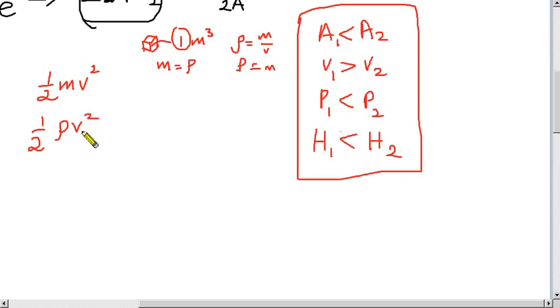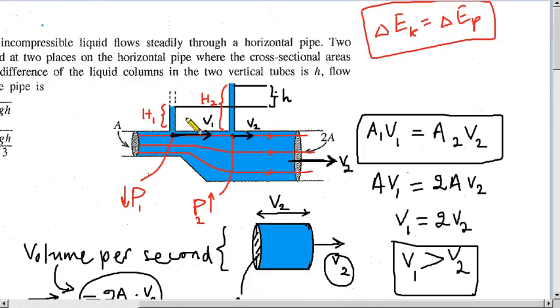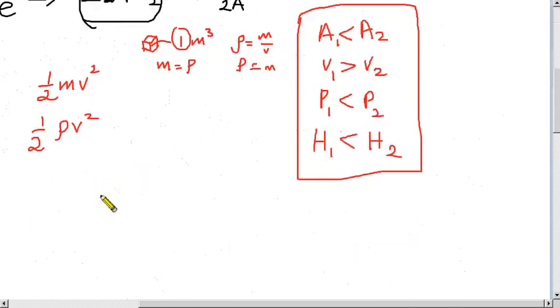So this is the kinetic energy of 1 cubic meter of liquid: half rho v squared. Which one is greater? V1, because we have decided V1 is greater than V2. So half rho V1 squared minus half rho V2 squared. What is this? The kinetic energy change must be equal to the increase of potential energy of 1 cubic meter, because the pressure increased.